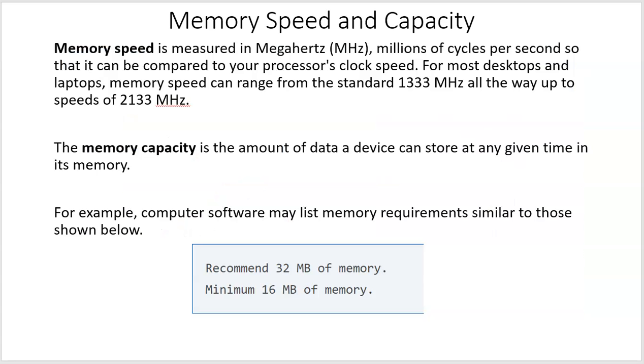Memory speed and capacity. Memory speed, the speed of the RAM or the ROM, is measured in megahertz. It's millions of cycles per second so that it can be compared to your processor's clock speed. For most desktops and laptops, memory speed can range from the standard 1333 megahertz all the way up to speeds of 2133 megahertz. And memory capacity is the amount of data a device can store at any given time in its memory.